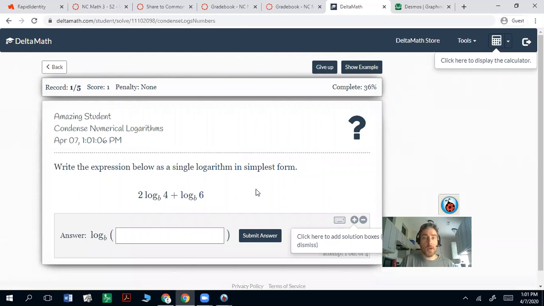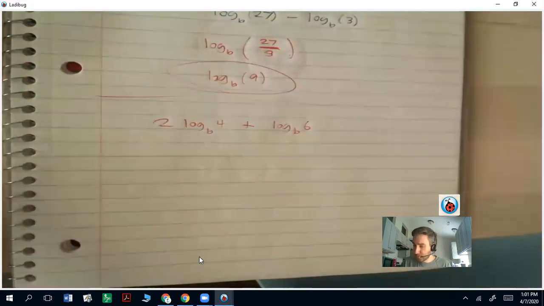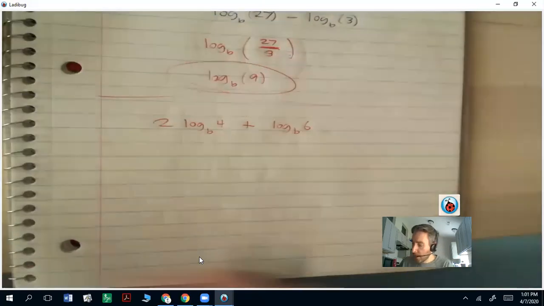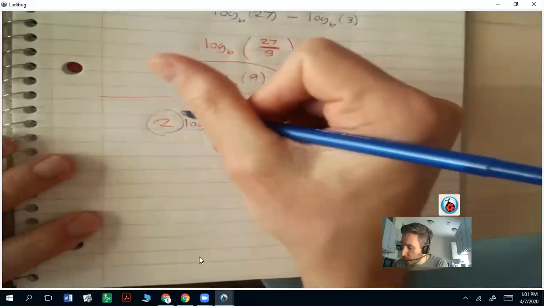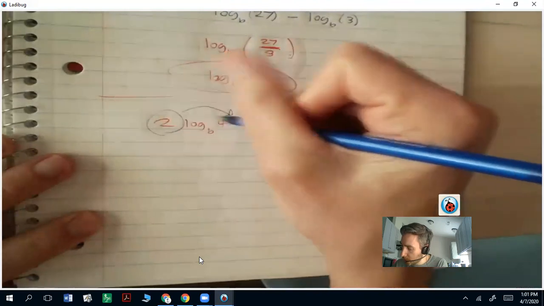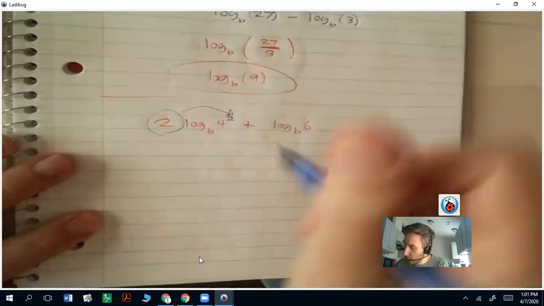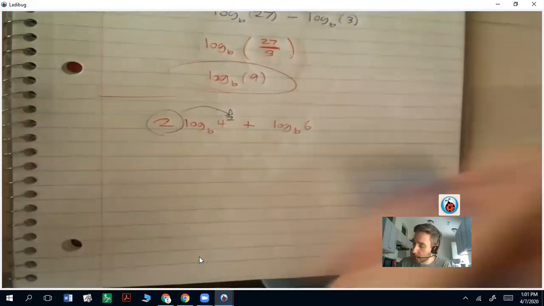Let's do one more, okay? Write the expression below as a single logarithm in simplest form. So we have 2 log base b of 4 plus log base b of 6. I'm going to transfer that to my camera again. Okay, here I want to power up. So it's going to be 4 to the second power. That's 4 squared, that's 16, 4 times 4.